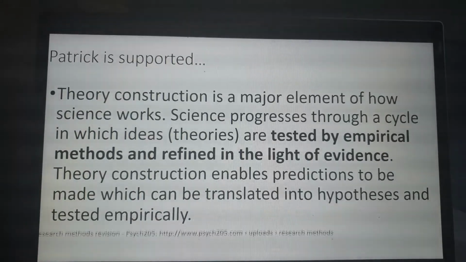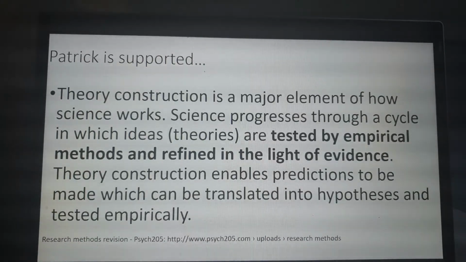scholars. At this source, we read, theory construction, that is building, is a major element of how science works. Science progresses through a cycle in which ideas and theories are tested by empirical methods and are refined in the light of evidence. Theory construction enables predictions to be made which can be translated into hypotheses and tested empirically.